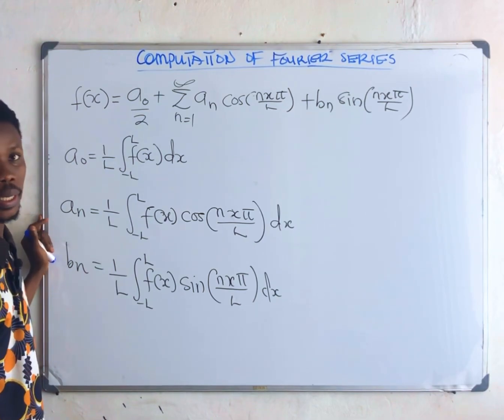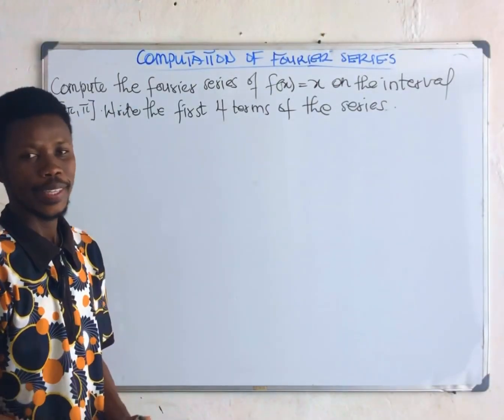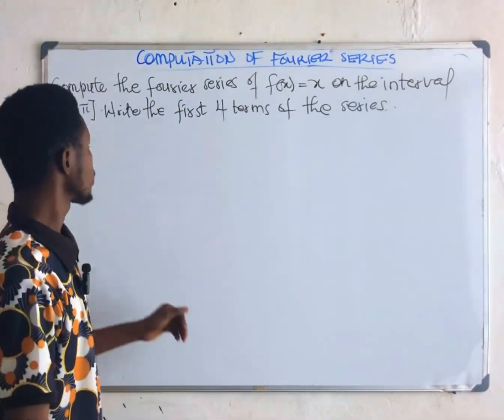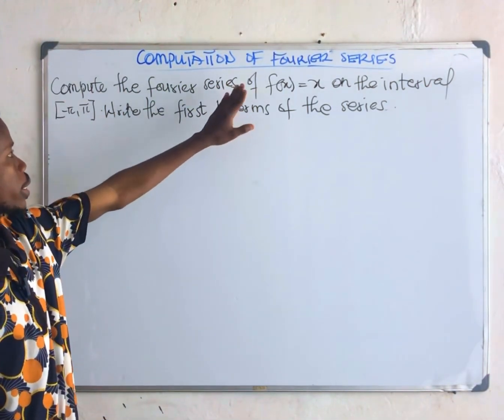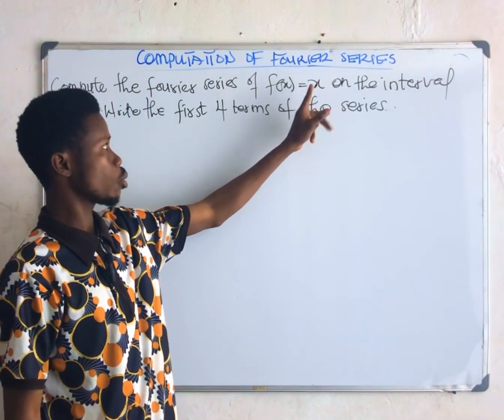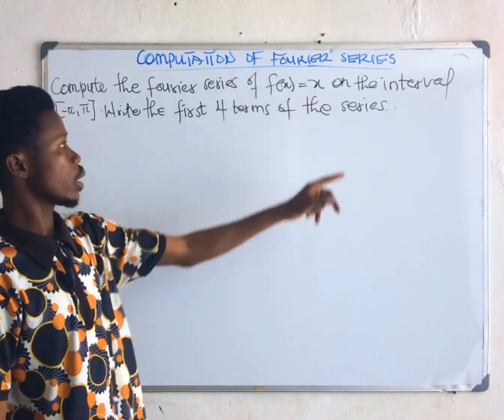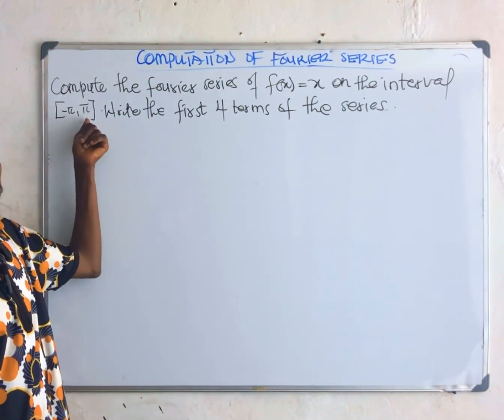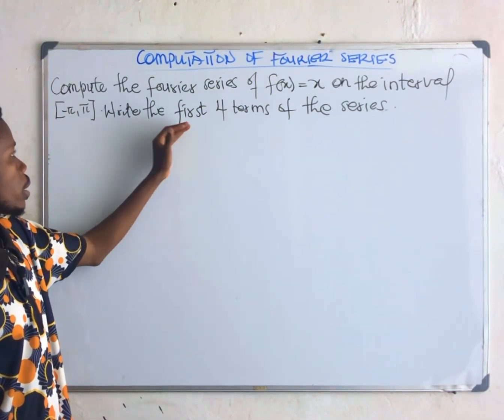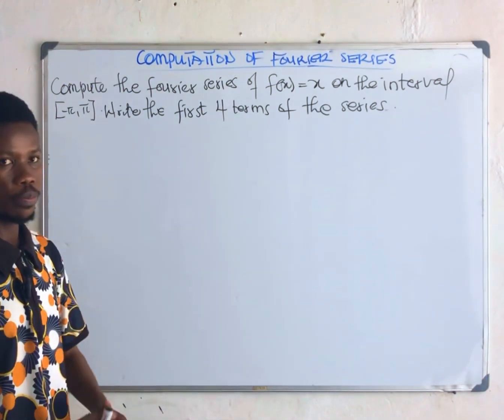So now let's look at an example. All right, now let's look at our first example. Compute the Fourier series of f at x equals x. So f at x is what? x, on the interval negative pi to pi. Write the first 4 terms of the series.